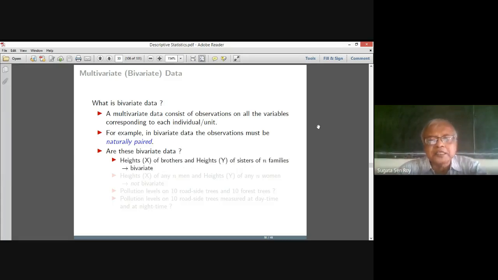But let me put it this way. Heights of brothers and heights of sisters, these are bivariate, but heights of n men and heights of n women, this is not bivariate. You just can't collect data separately. Look at what I'm interested in: how are male-female heights related.